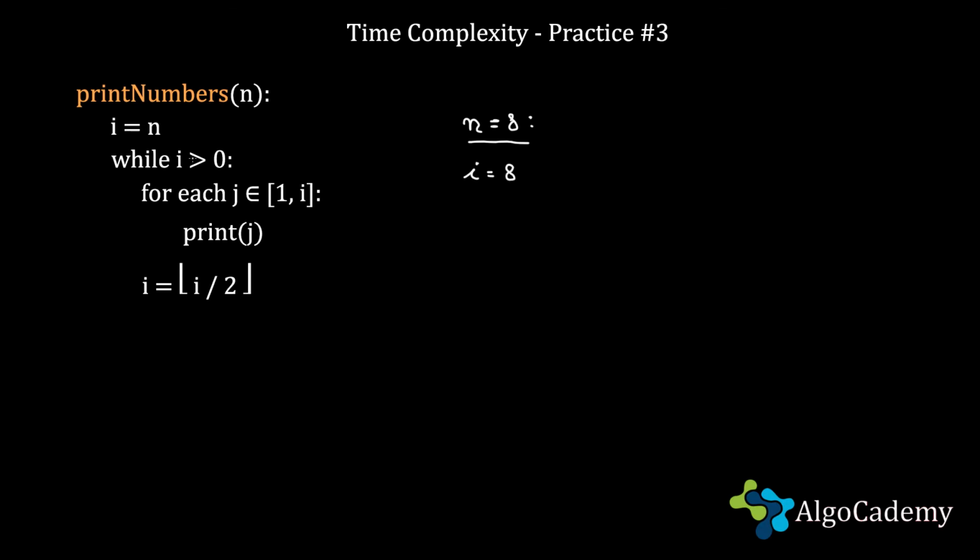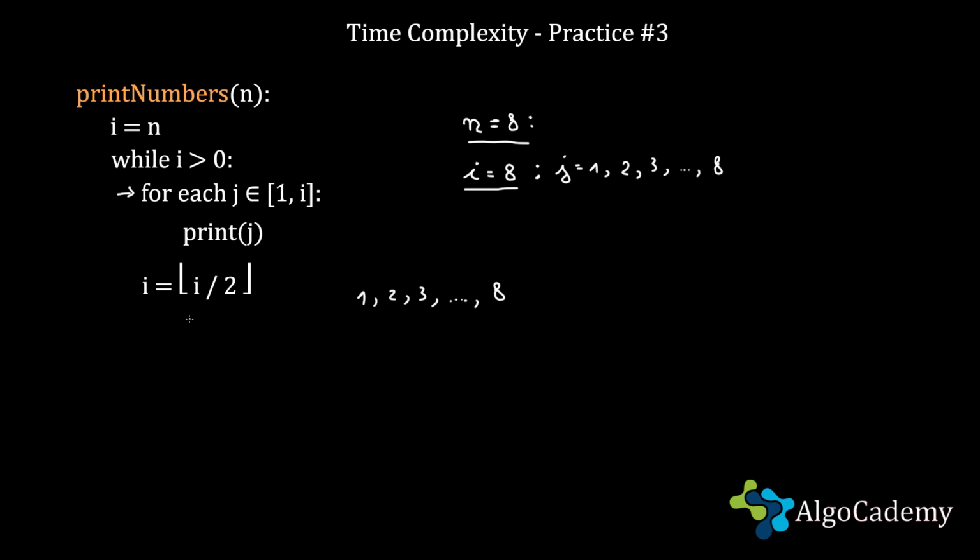As long as i is greater than 0, we enter the while loop, so I enter the while loop the first time. The for loop says that I'm going to take each and every value from 1 to i, so from 1 to 8. j is going to take each and every value, and I'm going to print j. So j is going to be 1, 2, 3, up to 8, and the values that I'm going to print are 1, 2, 3, up to 8. Now this for loop finishes execution.